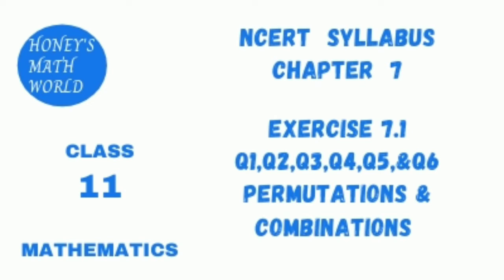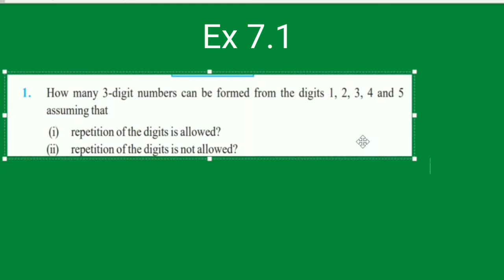Hello students, in today's class we'll see exercise 7.1 questions 1 to 6. Question 1. How many three-digit numbers can be formed from the digits 1, 2, 3, 4 and 5?